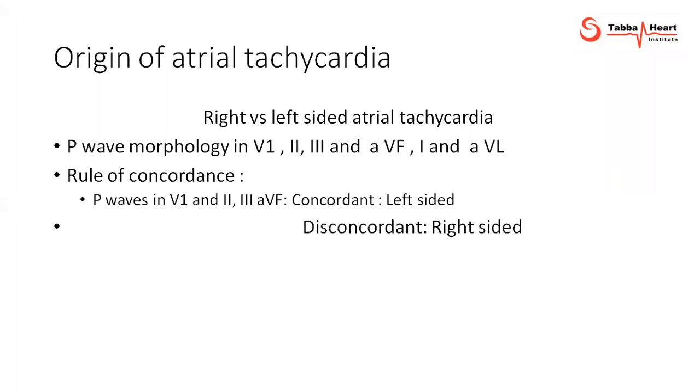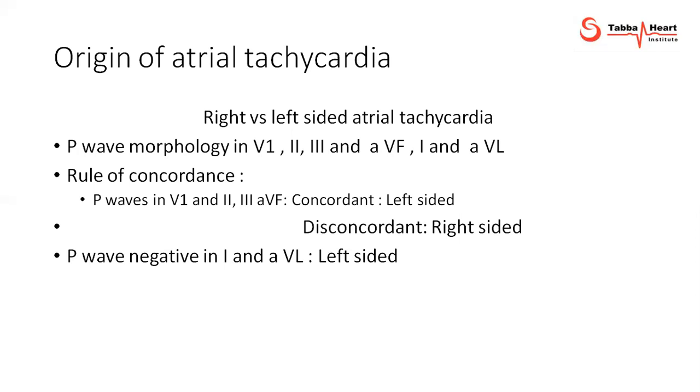And the rule of discordance is if there are opposite polarities, V1 positive and the inferior leads negative, or vice versa, this is a right-sided tachycardia. So whether the P wave is all positive or all negative in the inferior leads and V1, this is left-sided. If it is discordant, meaning positive in one and negative in the other, or negative in one and positive in the other, it is a right-sided tachycardia.